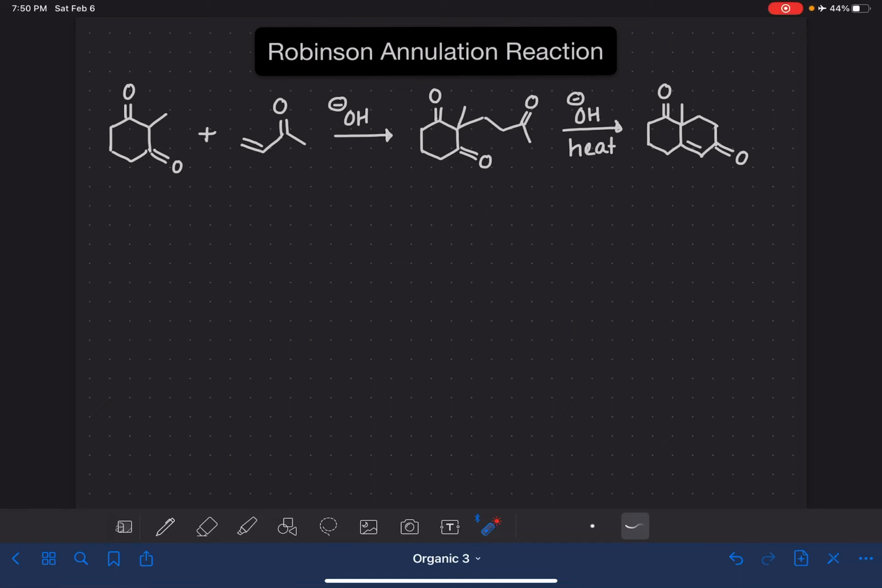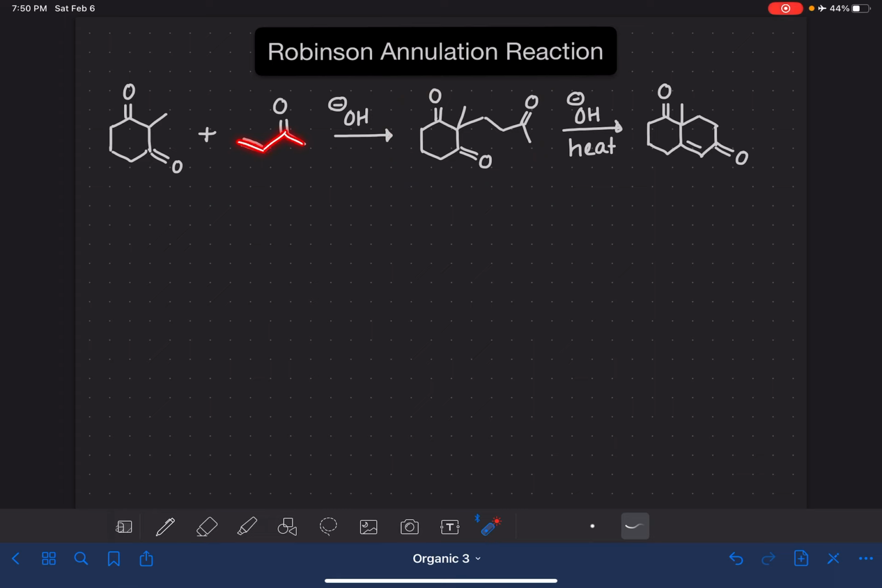The Robinson annulation reaction is a combination of a Michael addition with an aldol condensation. The Michael addition takes place first with some sort of dicarbonyl compound being converted with a strong base into an enolate. The enolate then does the Michael addition, a 1,4 conjugated addition reaction, to a molecule like this, some sort of conjugated system. And that gives us this product right here.